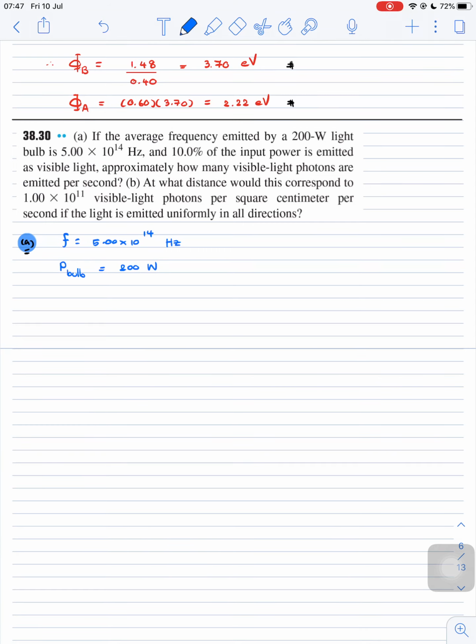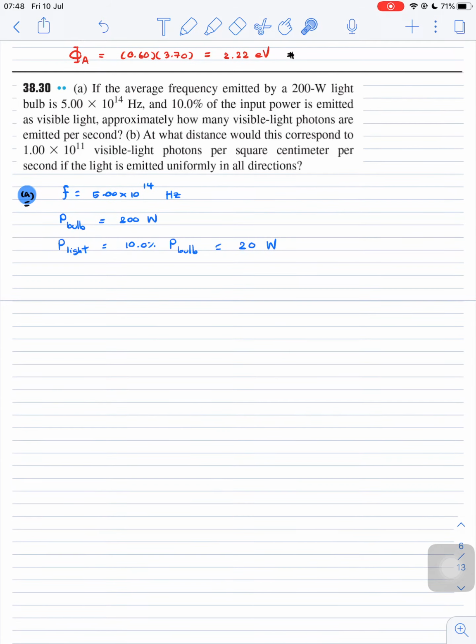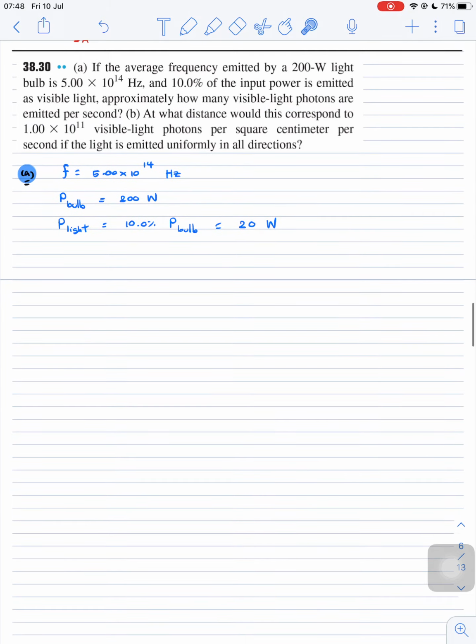So it means that the power of this visible light, of this frequency, is going to be equal to 10% of the power of the light bulb, which is equal to 20 watts. We just want to find how many visible light photons are emitted per second.